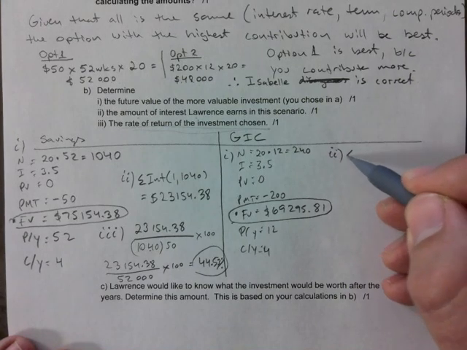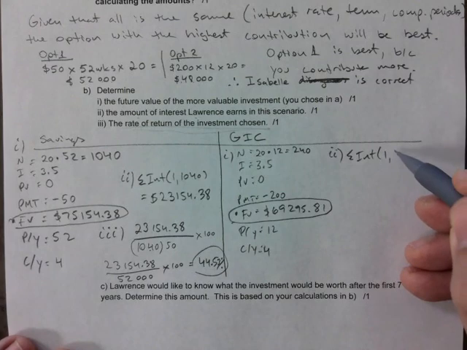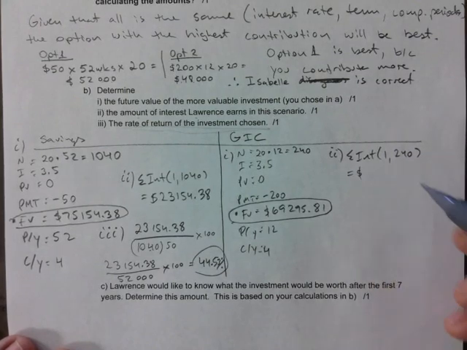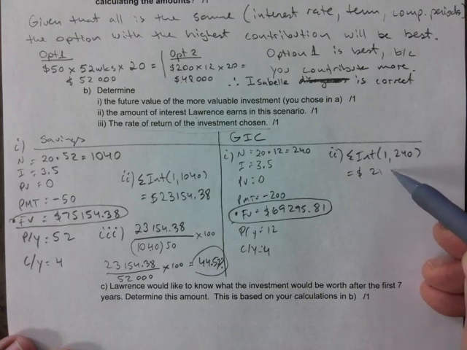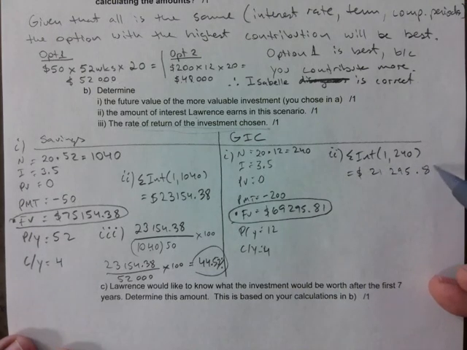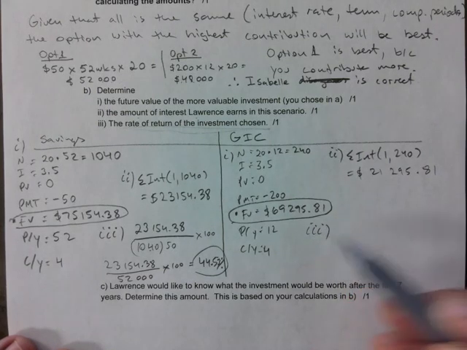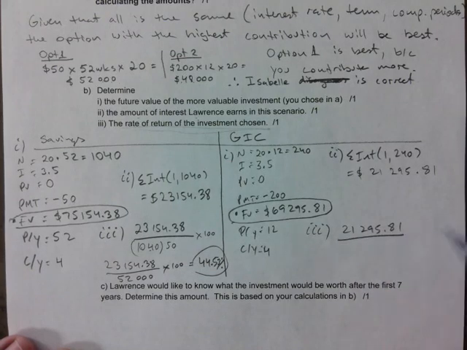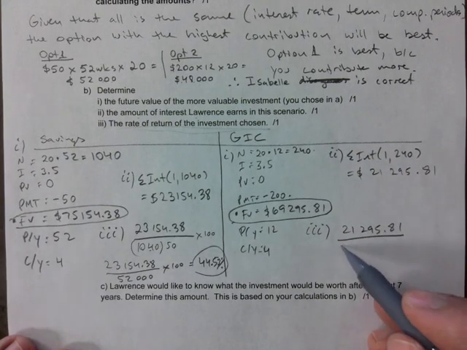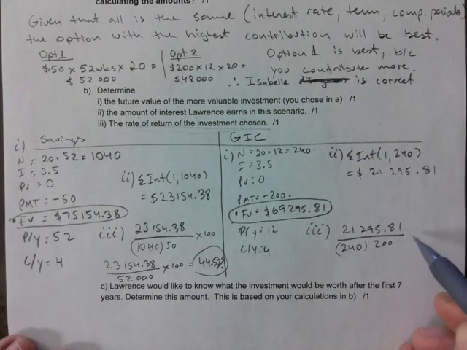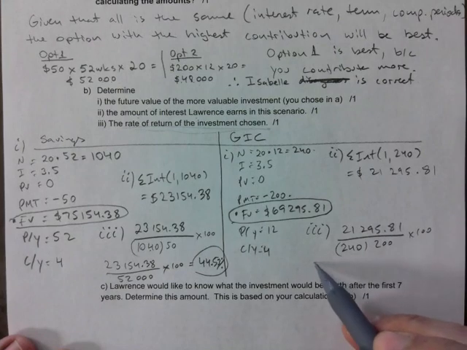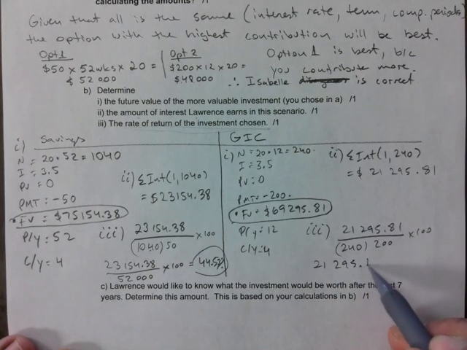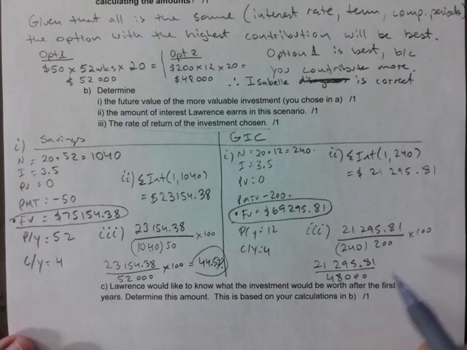II is 1 to 240, and you make 21,295.81. So you get a mark for that as well. And then triple I is 21,295.81 over you making 240 payments of $200. And you multiply that by 100. So that's 21,295.81 over, that is a total of 48,000 times 100.